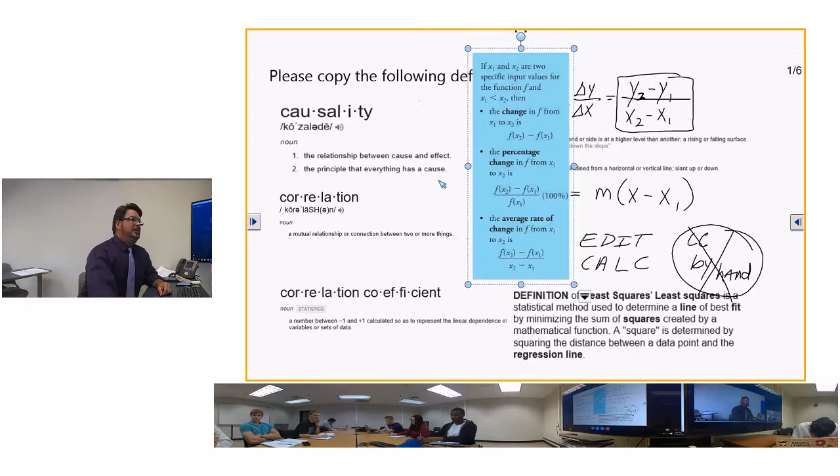Now, causality and correlation, that's just something for y'all to have in your notebooks. We're not going to talk about that very much. What we're going to talk mostly about is these things on the right and this blue thing right here.